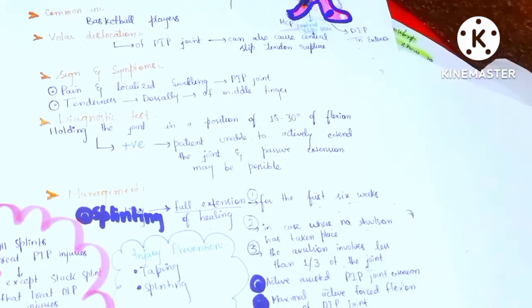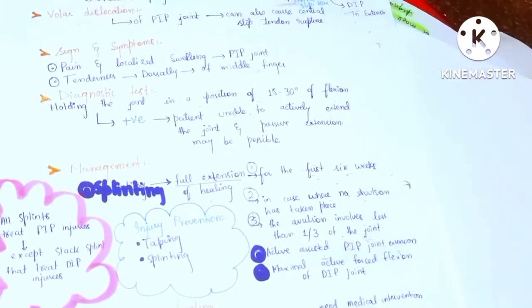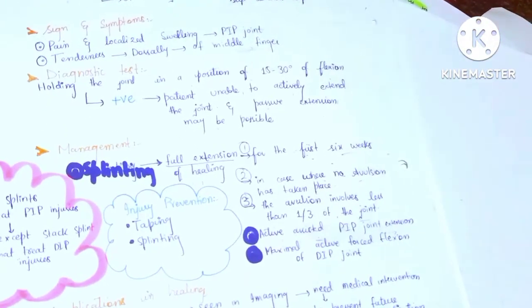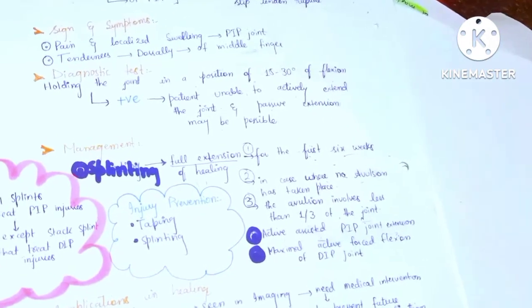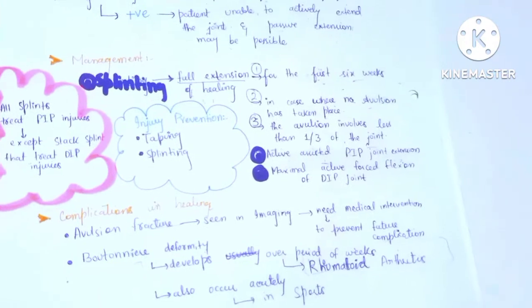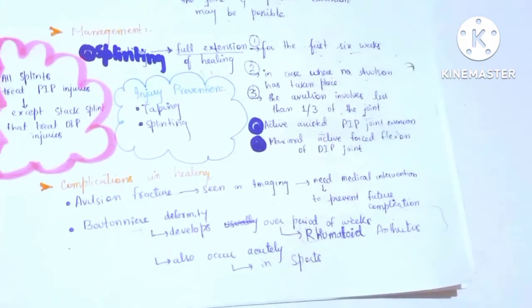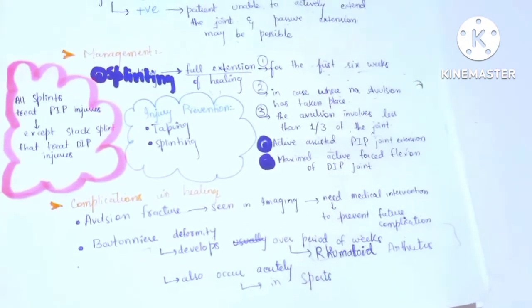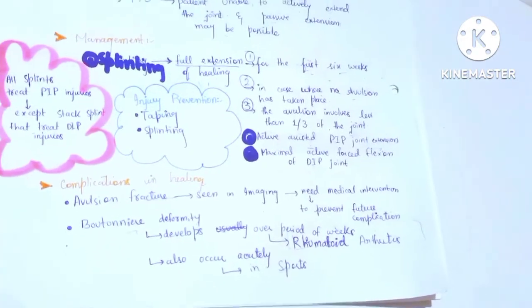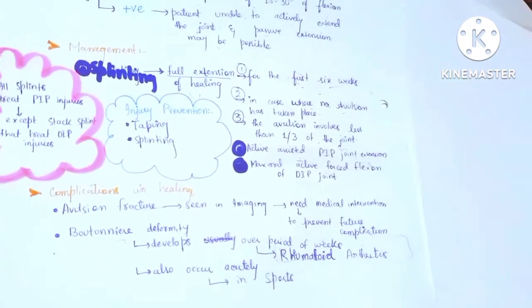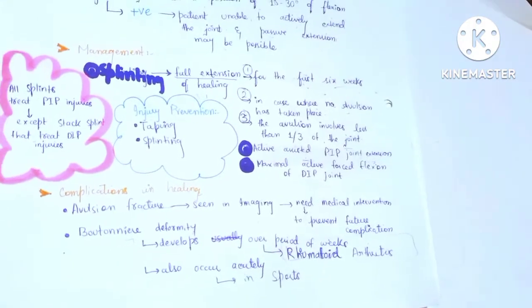Signs and symptoms: pain and localized swelling. Diagnostic test: positive when the patient is unable to actively extend and passive extension is possible. Management: splinting, active assisted PIP joint extension, maximal active force flexion of the PIP joint. Complication in healing: avulsion fracture is the main one and needs urgent medical intervention.